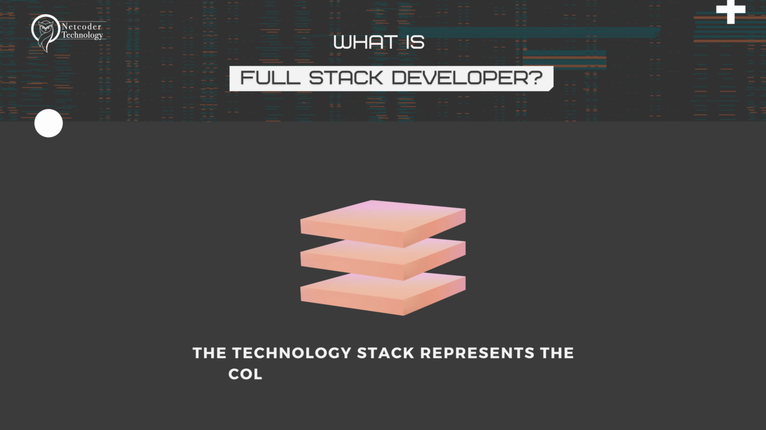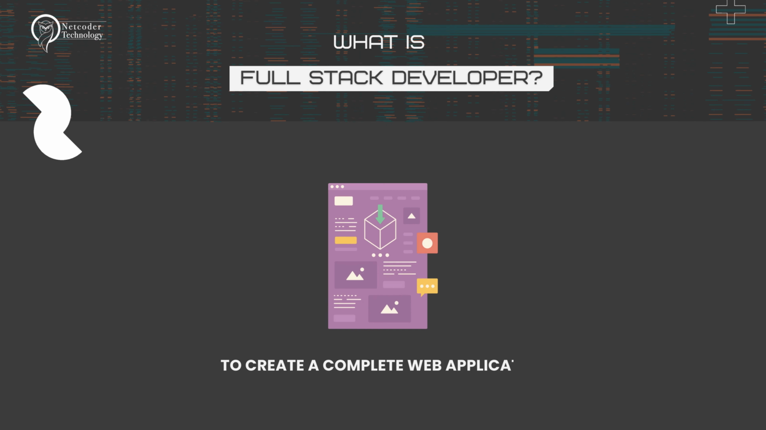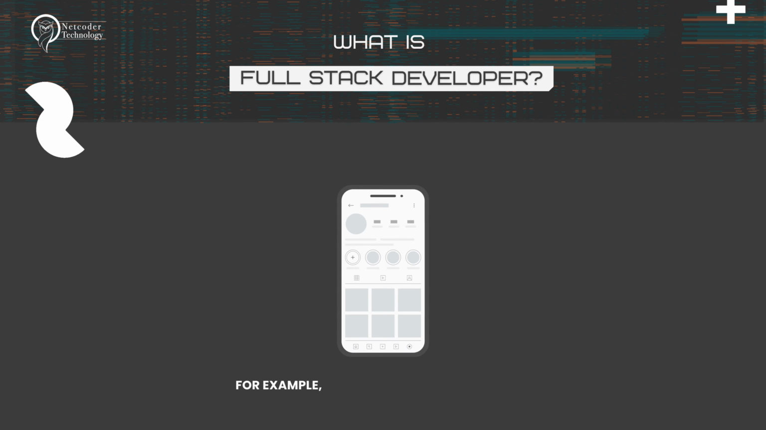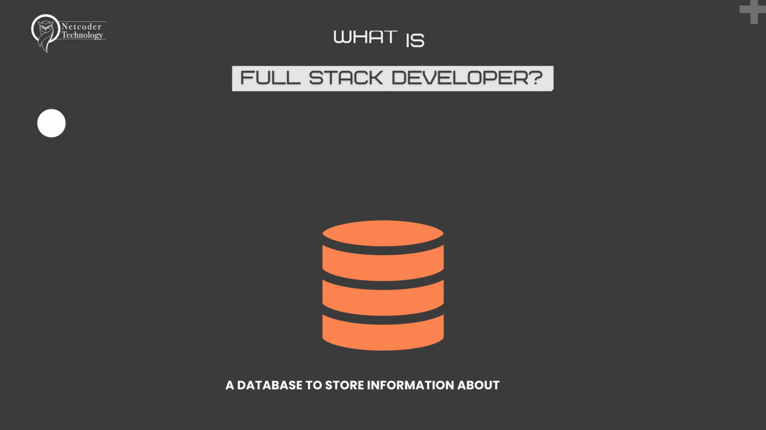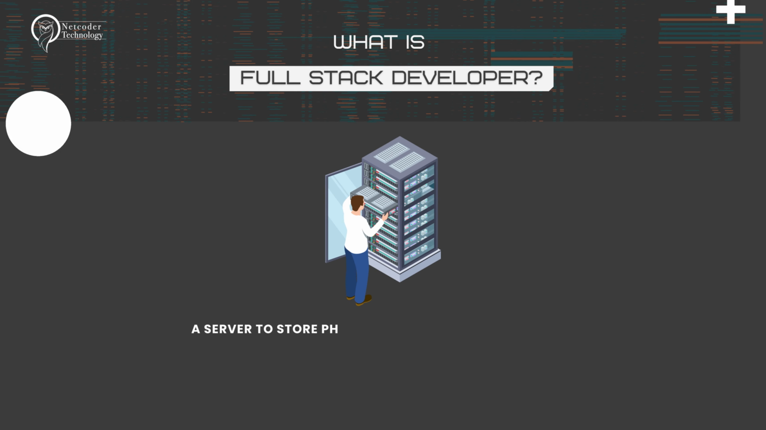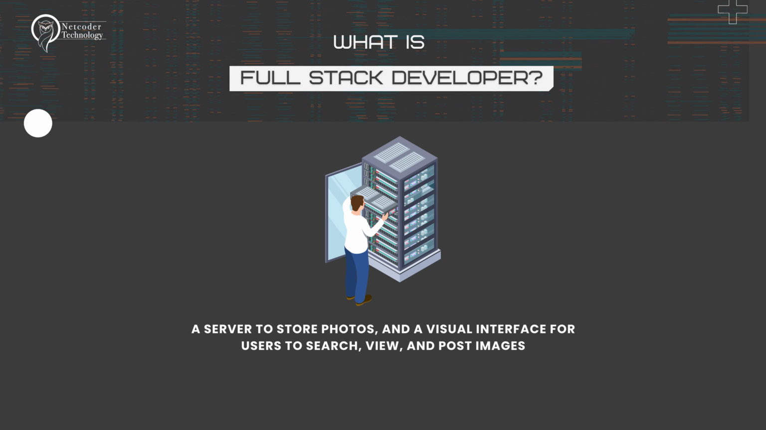The technology stack represents the collection of technical pieces that fit together to create a complete web application. For example, a site like Instagram requires a database to store information about users, a server to store photos, and a visual interface for users to search, view, and post images.